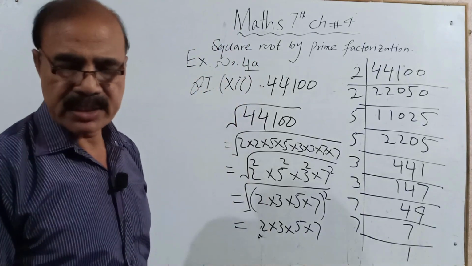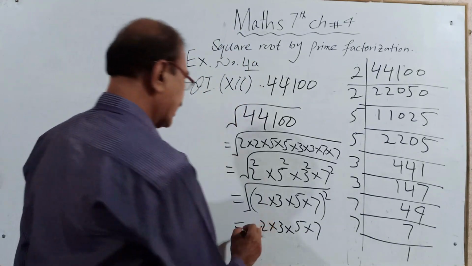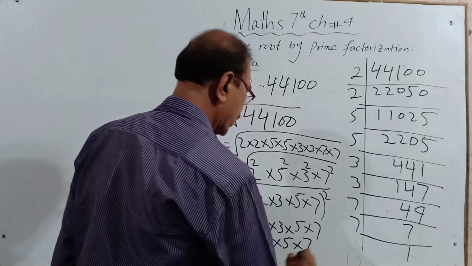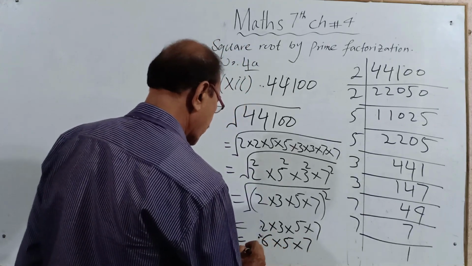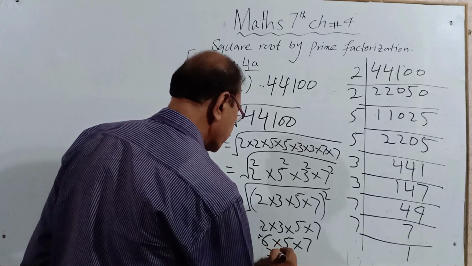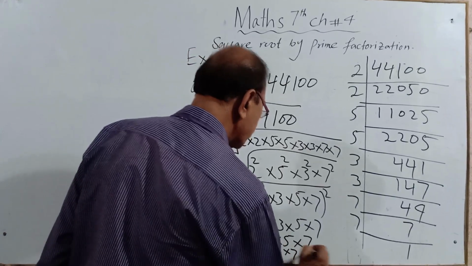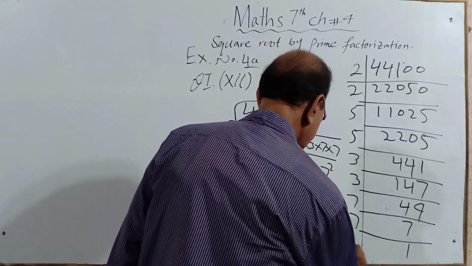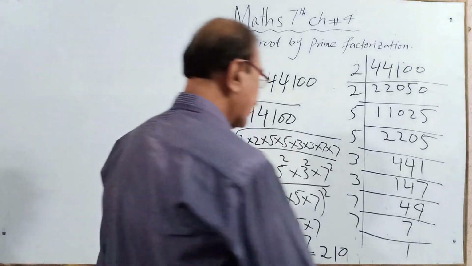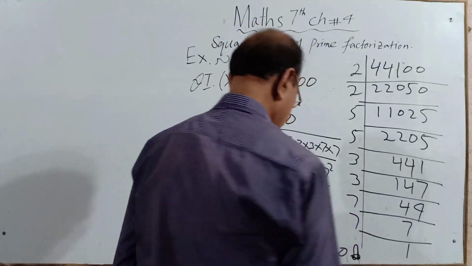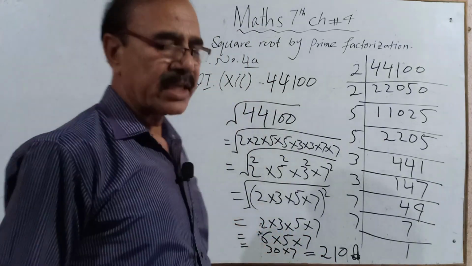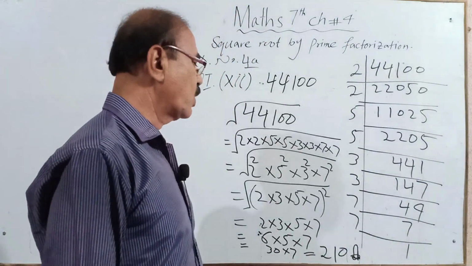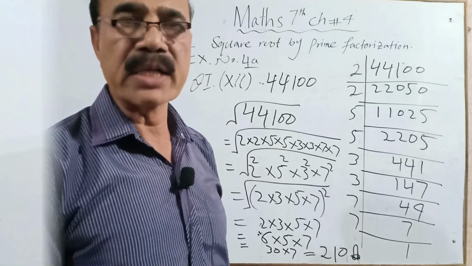Now, here is equal to 6 multiplied by 5 multiplied by 7. So 6 multiplied by 5, 30 multiplied by 7. 30 multiplied by 7 is equal to 210. So 210 is your answer, and this is a prime factorization of 44100. Its square root is equal to 210. This is your answer.